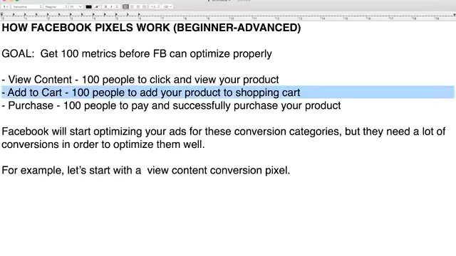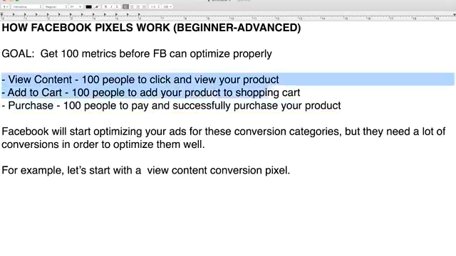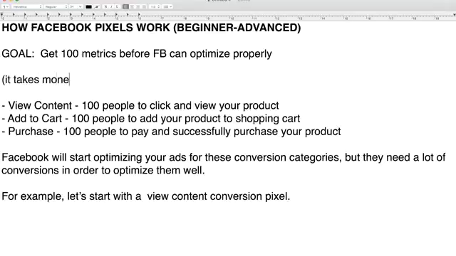After you get 100 people to click and view your product, next your goal should be to get 100 people to successfully add it to the shopping cart. Next is to get 100 people to purchase it. Now, of course, we all want money, because this might take money to get there. So we really have to think this through, and it's a little difficult. Have you ever heard the statement, it takes money to make money? Yes, that's true with paid advertising.